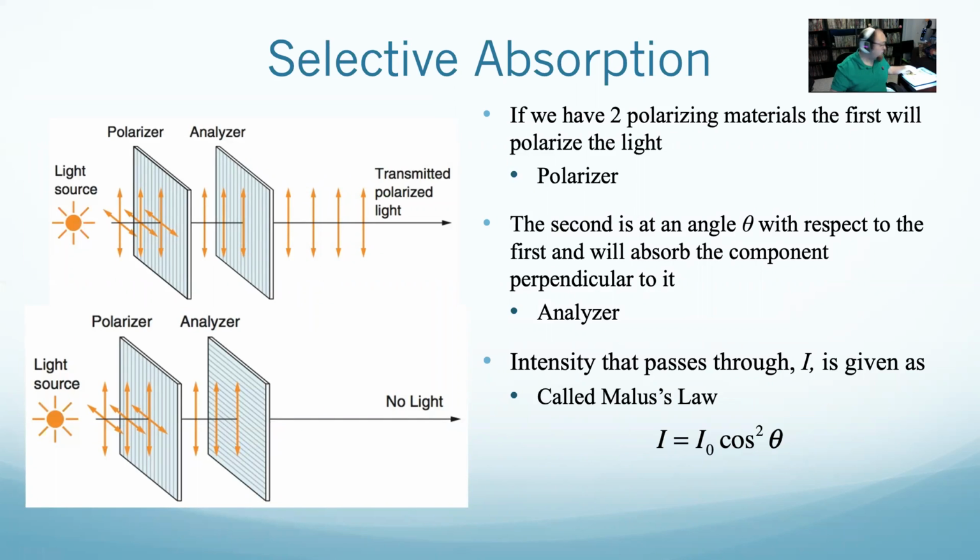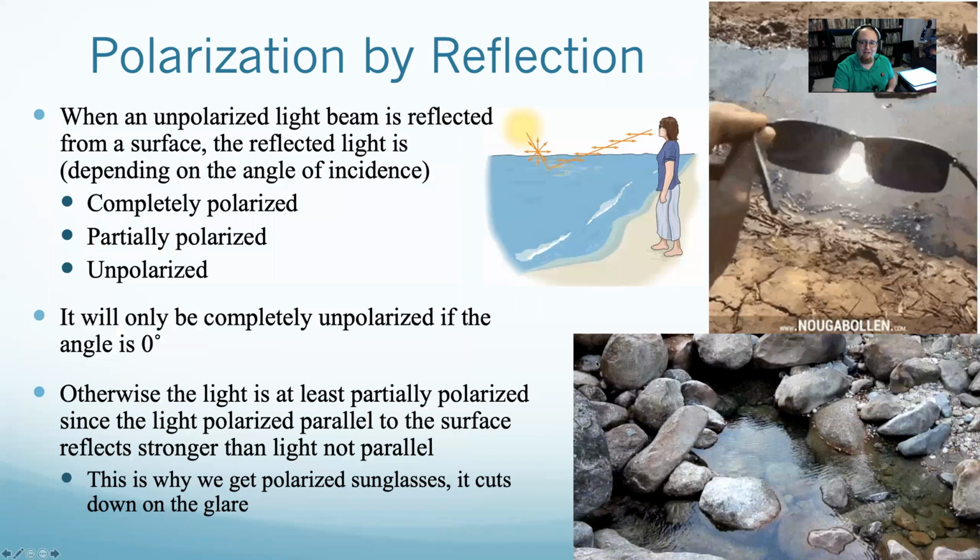Now, I'm doing all this with sunglasses. So the question is, why are we bothering with sunglasses being polarized? This is one way to polarize light, the selective absorption. But there's another, more common way in nature that light gets polarized, and that is polarization by reflection.